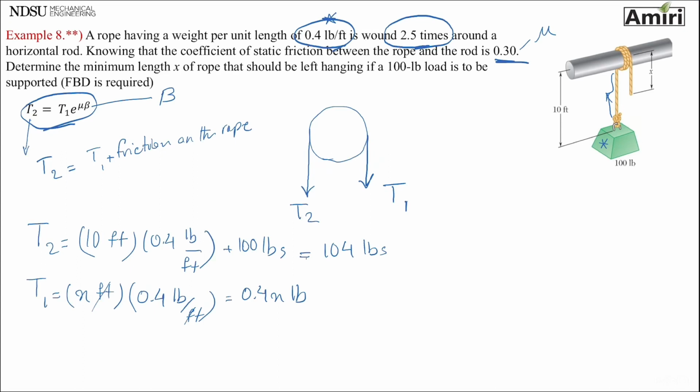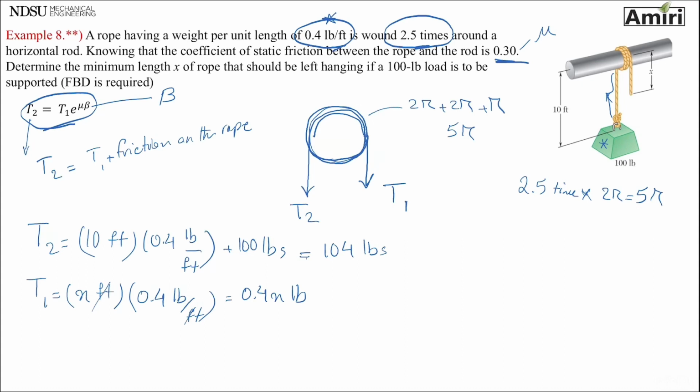Beta is how much contact there is between the rope and cylinder. It is wound 2.5 times. So it's one time, which is 2 pi. The second time, which is another 2 pi, and a half time, which is pi. So that is 5 pi. In other words, 2.5 times a full circle, which is 2 pi, gives 5 pi.